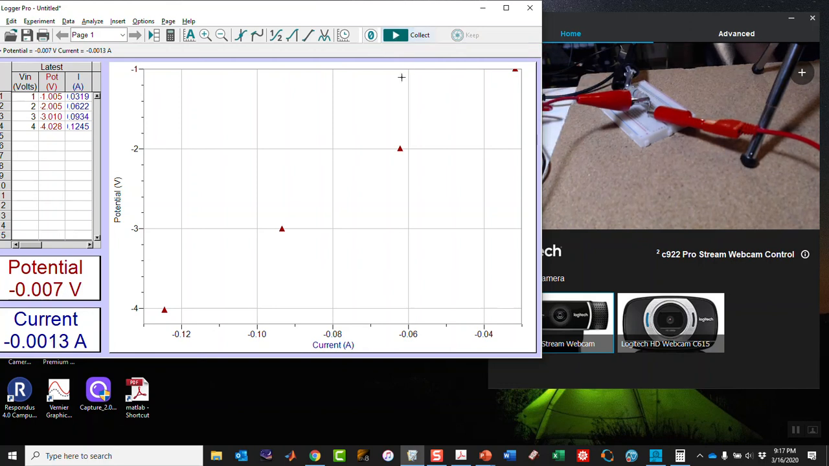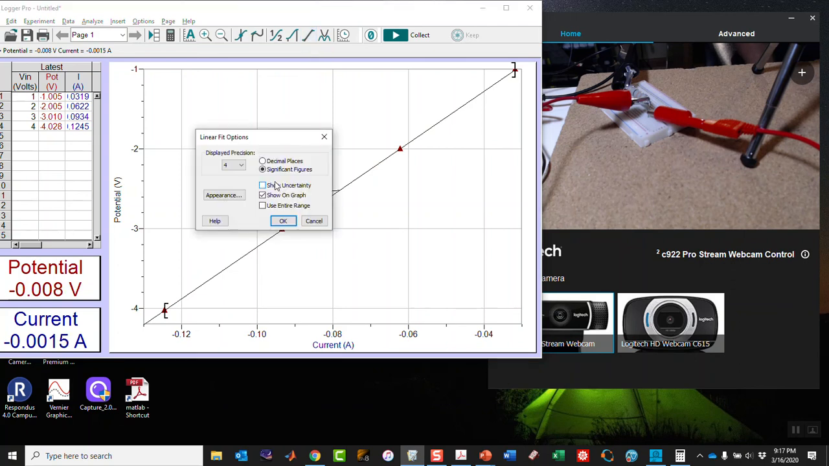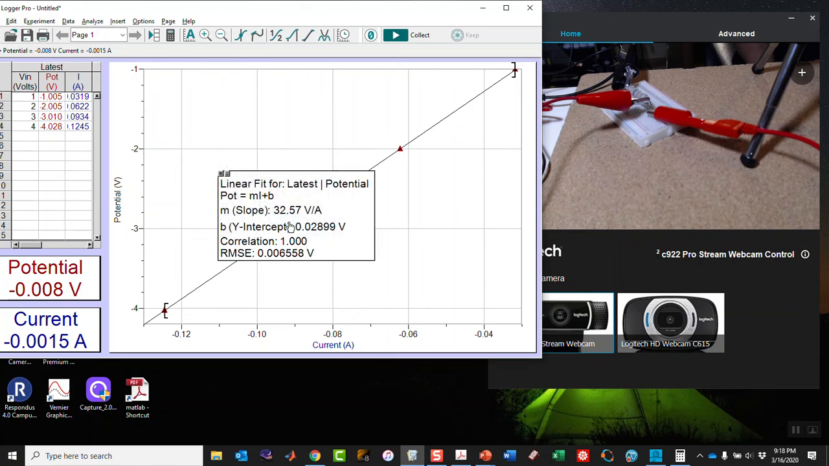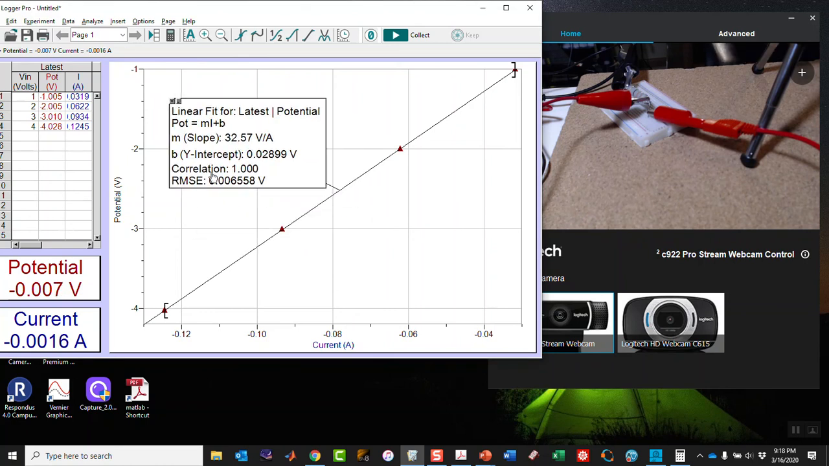There we go. And so now let's take a look at the data again. So I'm going to do a linear fit just as I did the last time. And I don't know what to expect. So we'll see what happens. And there you have it. Do the appearance so you can see what I'm seeing. Click OK. There's the slope of the graph. It's 32.57. We had in the last one 32.95. So I would say we're pretty convinced that this is a 33 ohm resistor.